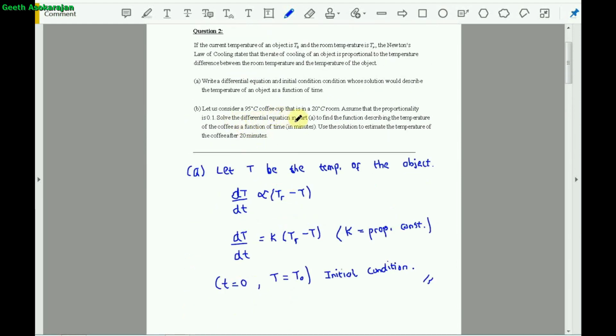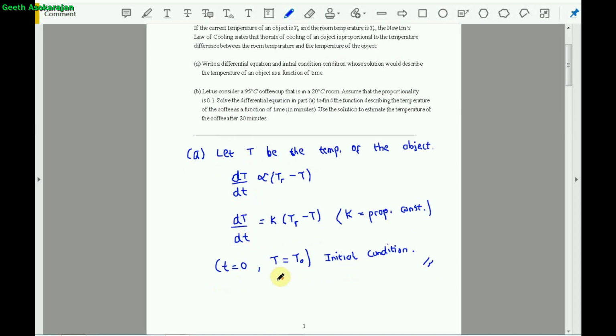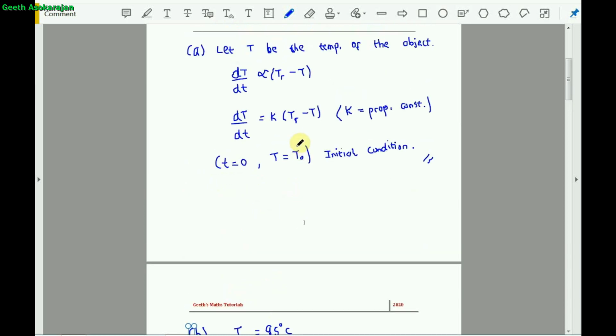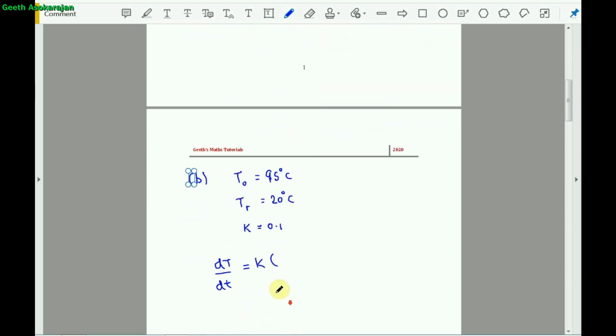And we need to solve this differential equation here. So let's solve it and let's find a function describing the temperature of the coffee, i.e. capital T. So let me copy out this solution. So we have dT over dt, and that is equal to K, and within the bracket TR minus T. So TR minus capital T.